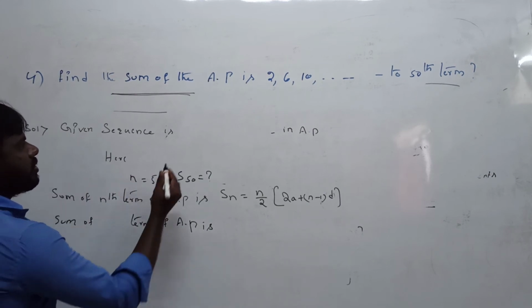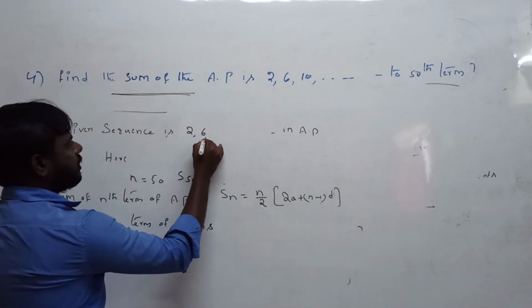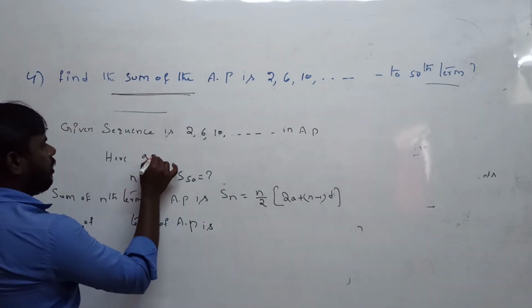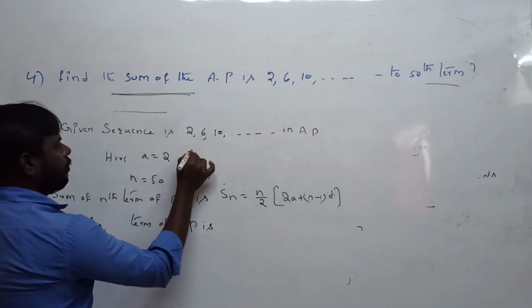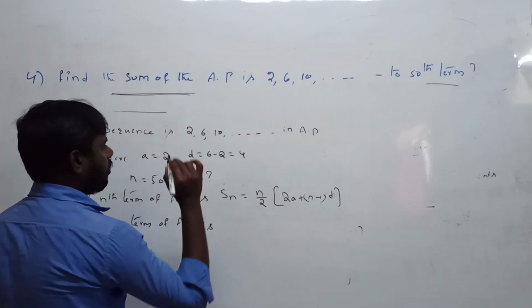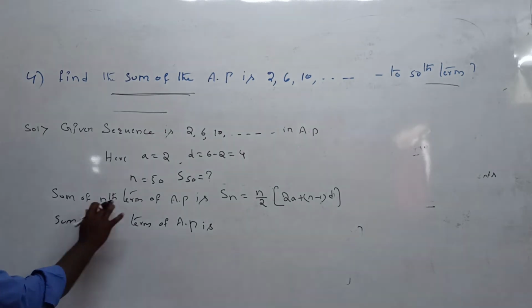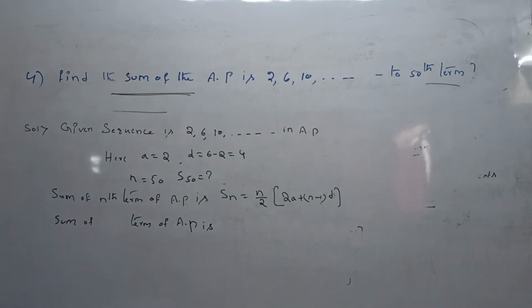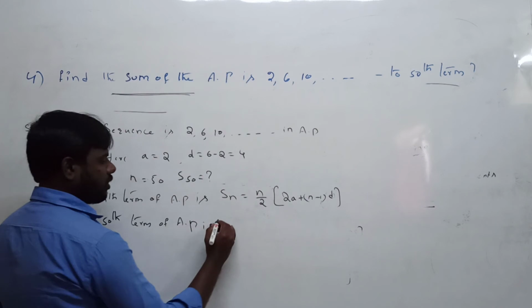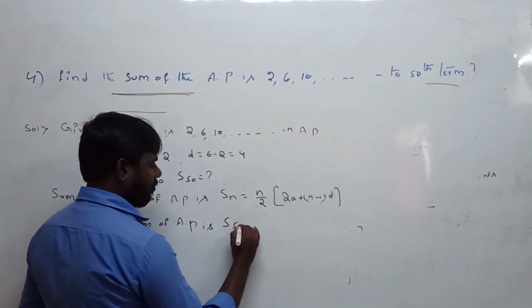What is the given sequence here? 2, 6, 10, and so on in arithmetic progression. A is called the first term, given as 2, and d is the common difference, 6 minus 2, which is equal to 4. So now applying the sum of the nth term formula of the arithmetic progression: Sn is equal to n by 2 into 2a plus n minus 1 into d.